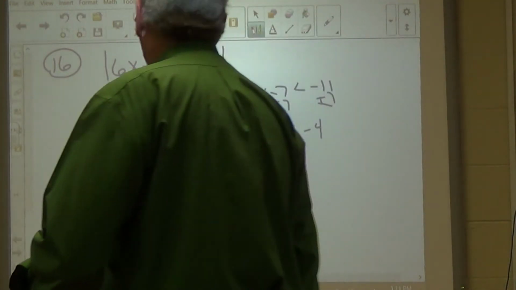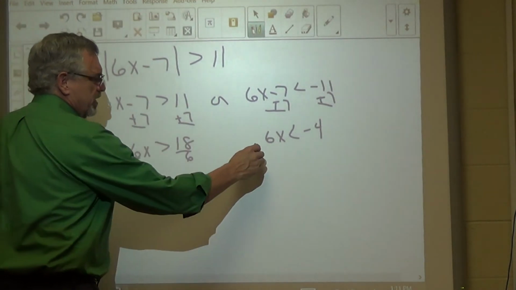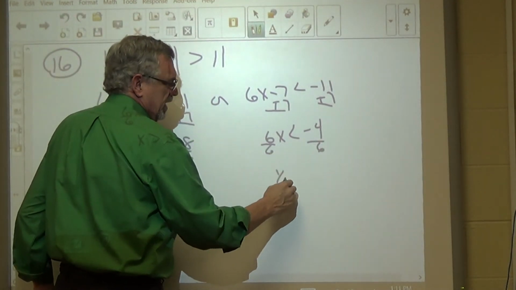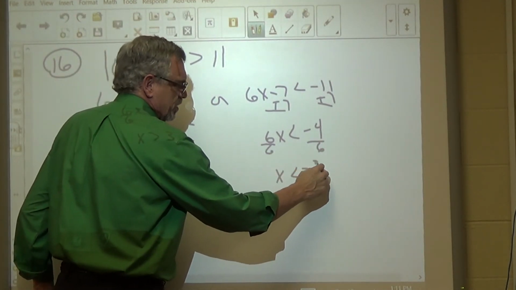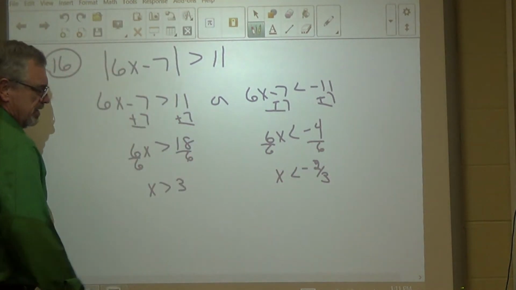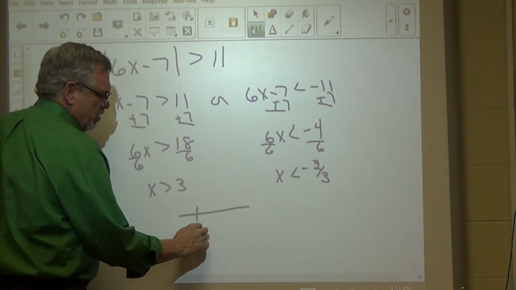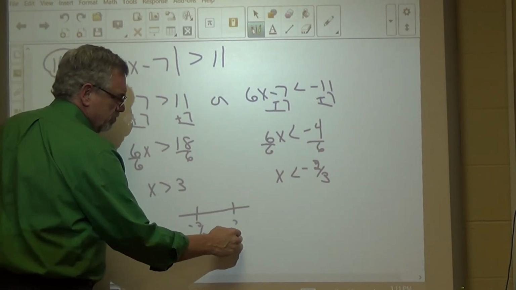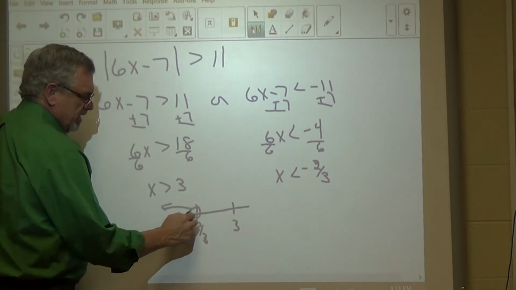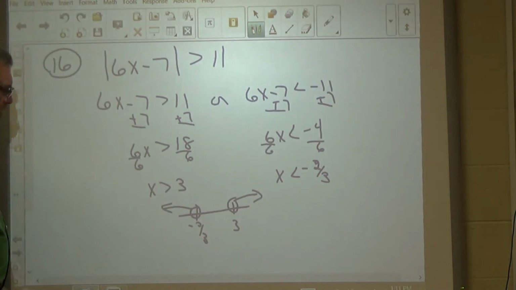Okay. Divide both sides by 6. X is less than negative, what, 2/3? Yep. Okay. You want to graph it just to make sure it's not some goofy thing, which that goes that way and that goes that way, so we're okay.